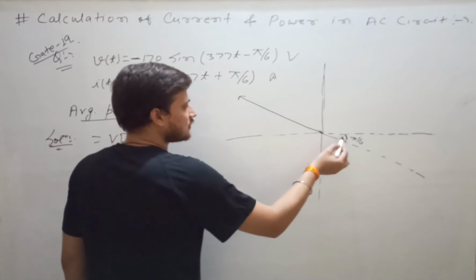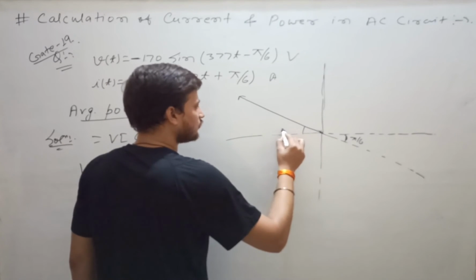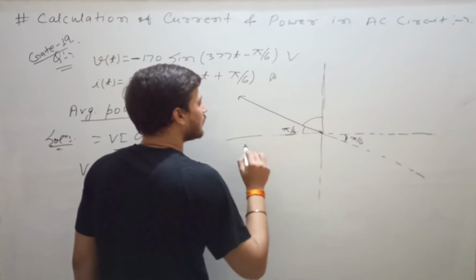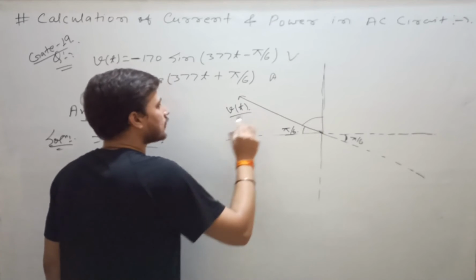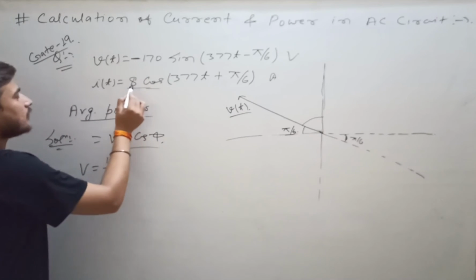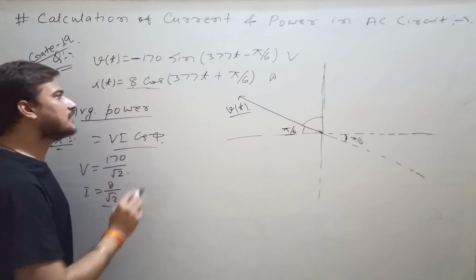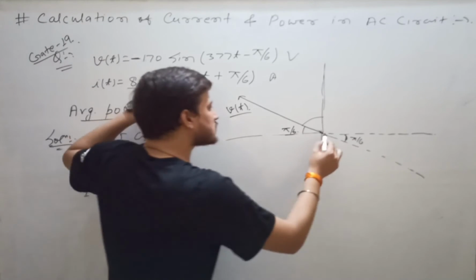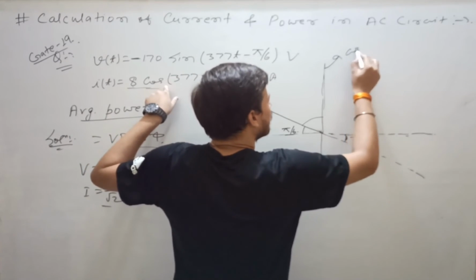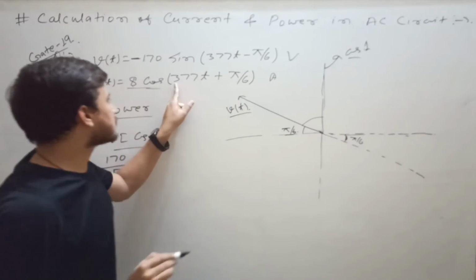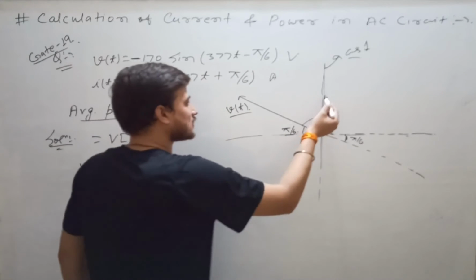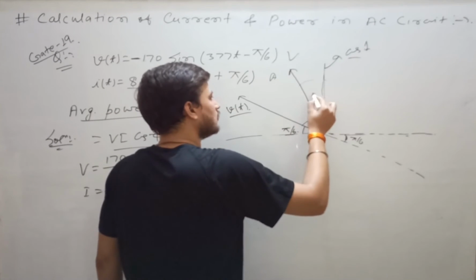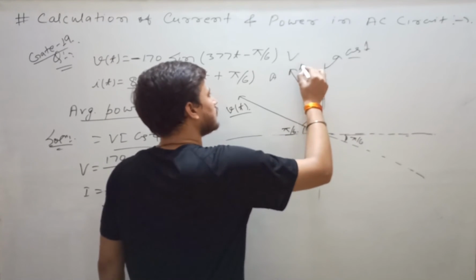So this phasor will lie here. This angle is pi by 6, then this angle will also be pi by 6. So this angle will be pi by 3. So this is your voltage Vt. Now draw the current: 8 cos 377t plus pi by 6. It is cos, so if this is the sine axis, then this is your cos axis. Now from this cos axis, plus pi by 6 means in this direction, anti-clockwise. So this angle is pi by 6. So here it is current It.